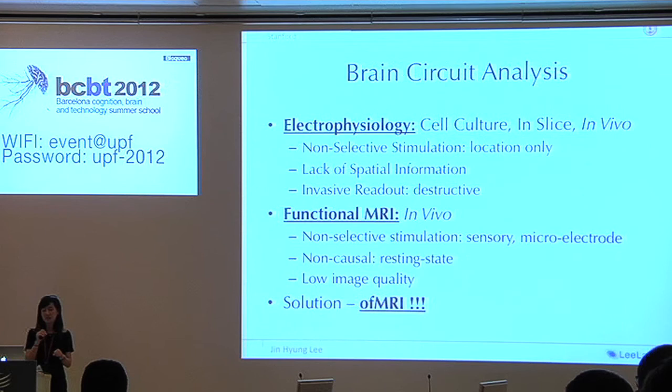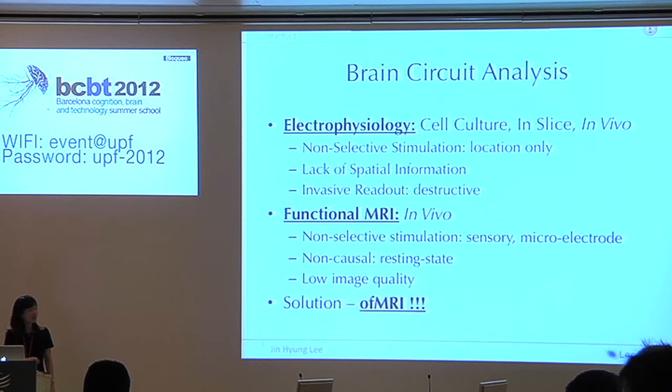On the other hand, there's also the resting state functional MRI approach, where you can look at the network connectivity throughout the brain non-invasively, but it also has the problem of being non-causal, where it's difficult to interpret the results that come from it. And less known, but also a significant problem, is the low image quality of functional MRI, where it becomes difficult to register the spatial anatomical location due to its low quality.